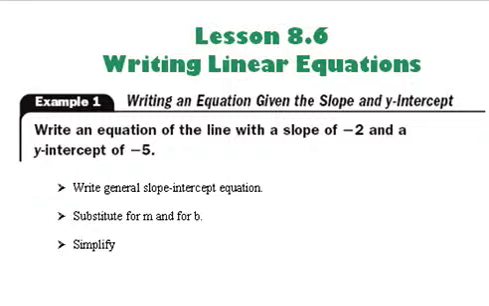8.6 in your notes. Writing linear equations. So far, what you've been doing is you've been given an equation and you've been graphing a line from that equation. We're going to do a bit of the opposite today. You're going to be given information such as a line that has a slope of -2 and a y-intercept of -5. You're being asked to write the equation for that line.